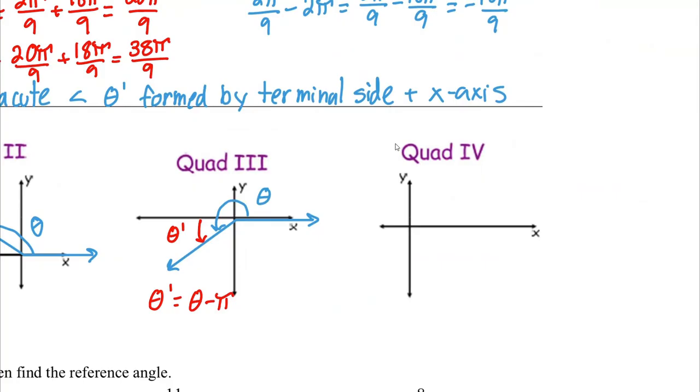And in our last one, quadrant 4, again, our theta would be going all the way around, but we want our theta prime to be to the closest x-axis. So for this one, we would do 2 pi minus theta.